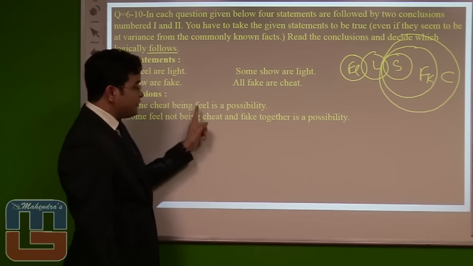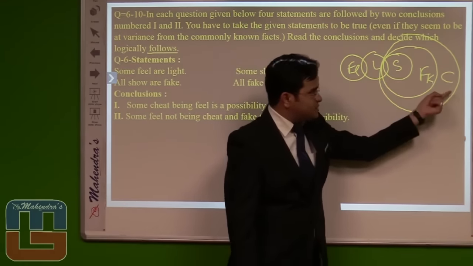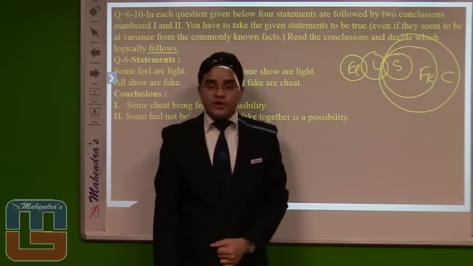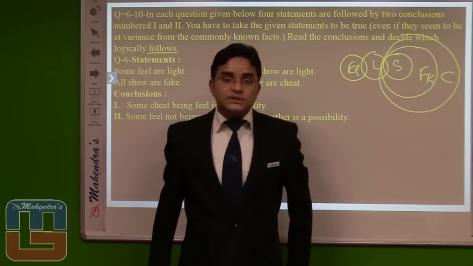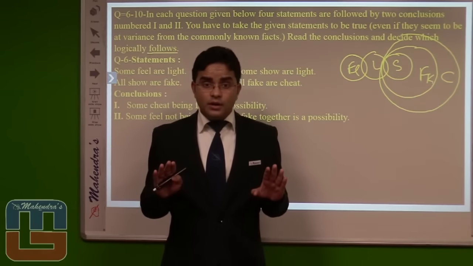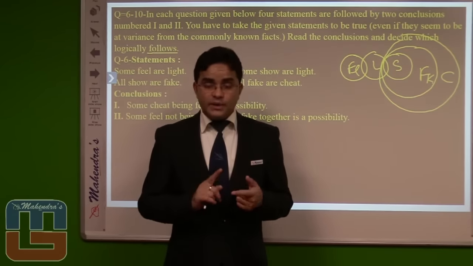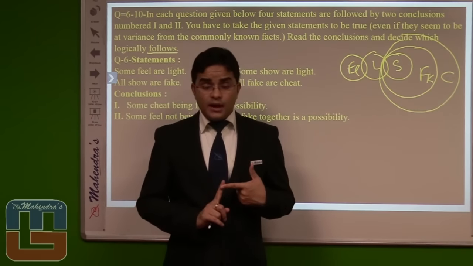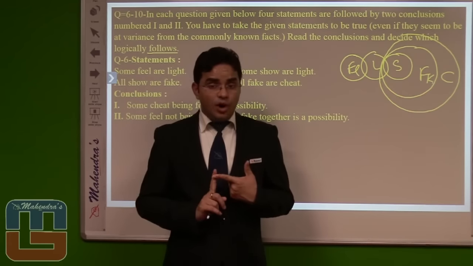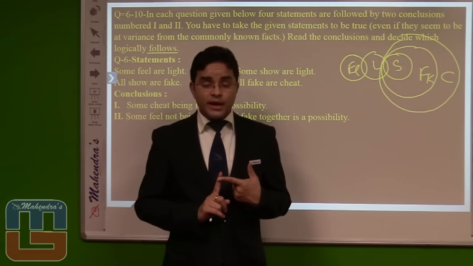Some cheat being field is a possibility. Here you can check field and cheat. These two are separate elements. It means according to our statement figure, nothing is given between these two elements. If nothing is given between two elements, it means they can make any kind of possibility between them, because there is not any information provided by the statement between those two elements.